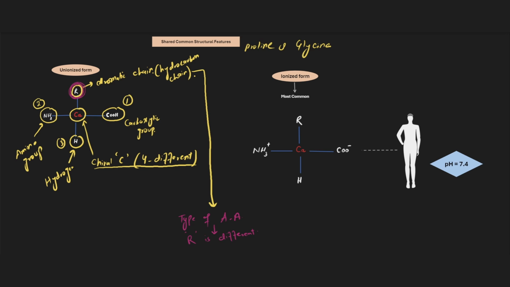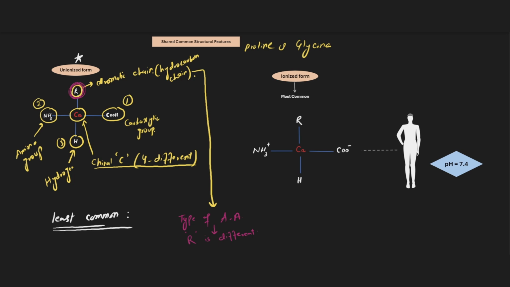Now, the structure which we have discussed here is the unionized or uncharged structure of the amino acid, and it is just the type of structure which we usually discuss when we are studying the structural features of the amino acids. But this structure is the least common structure. The amino acid usually doesn't exist in this particular form, because I have already told you that amino acids are usually involved in making the biological molecules, and biological molecules usually exist in the bodies of living organisms.